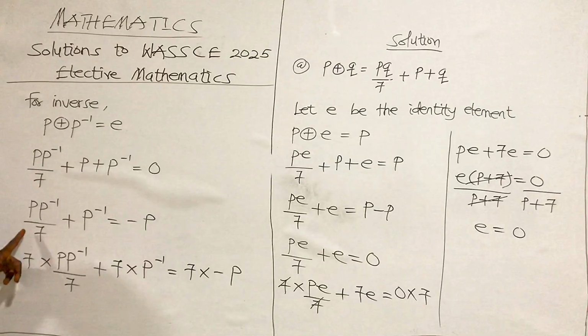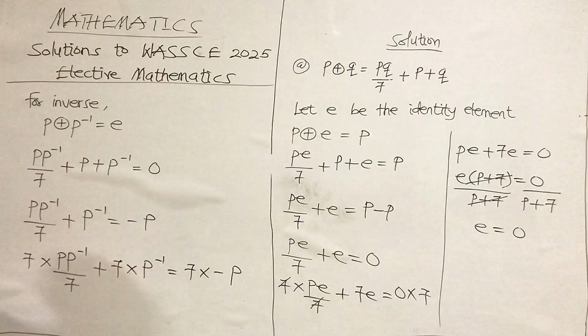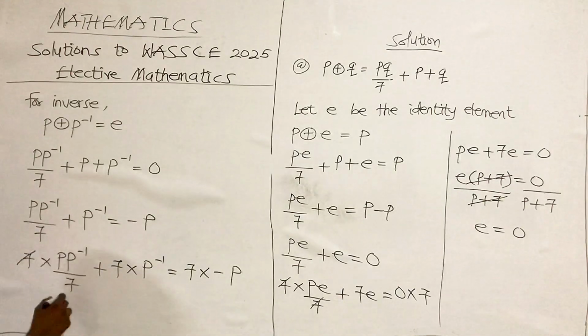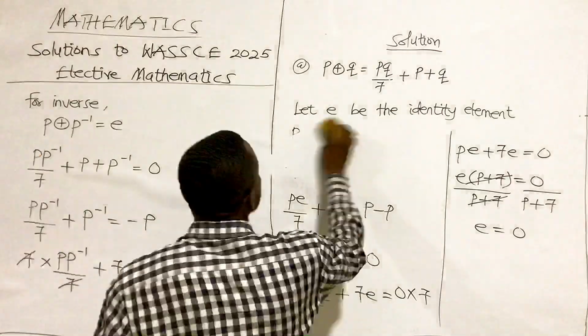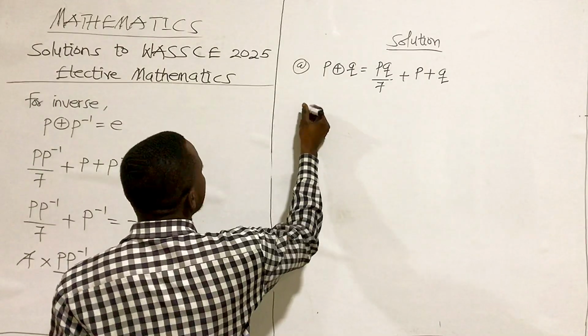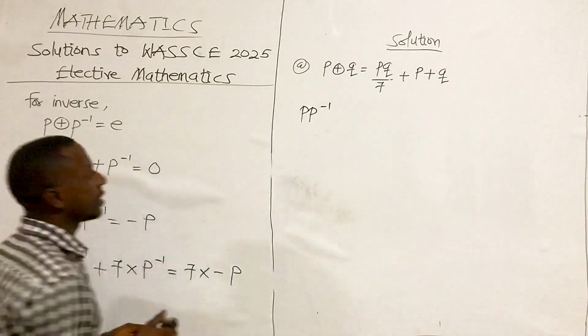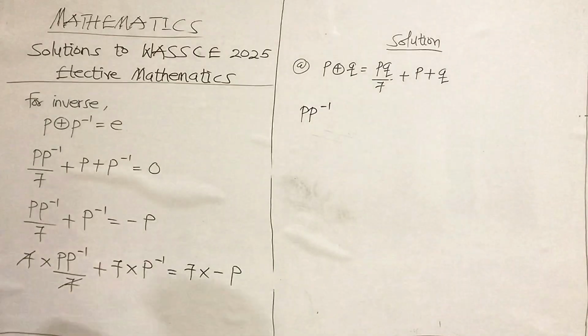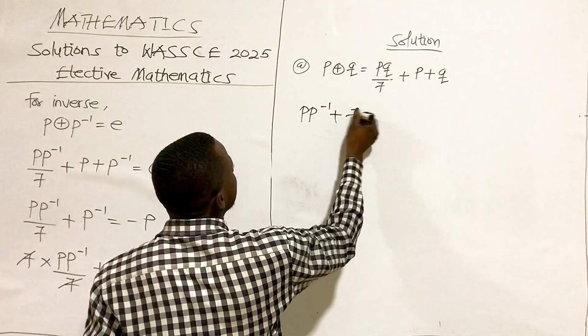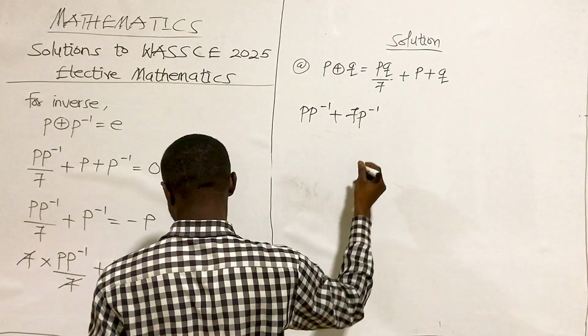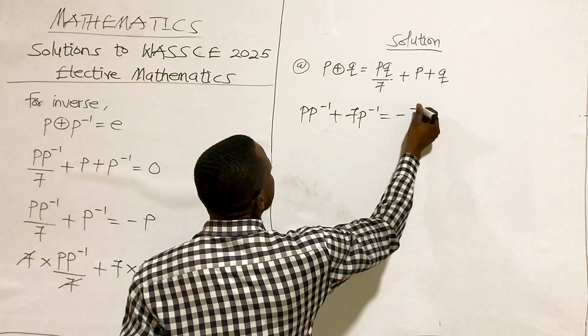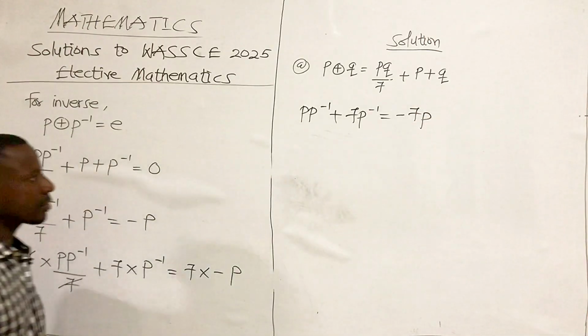So we are going to dissolve the denominator. In that case, we have to multiply each term by 7. So this cancels this. Then we are going to get P inverse from here plus 7P inverse is equal to negative 7P.